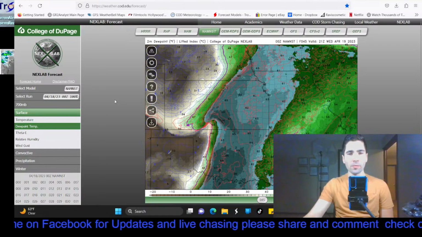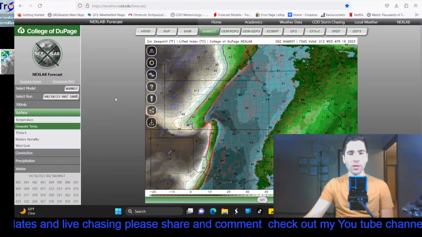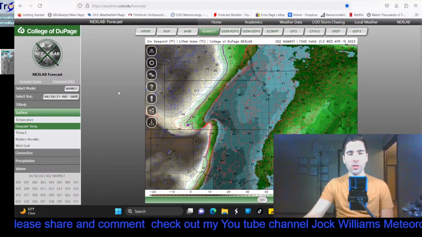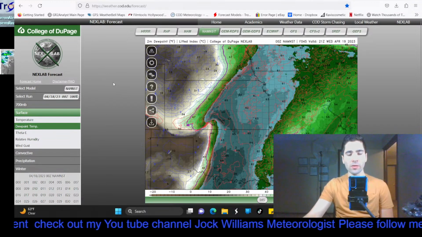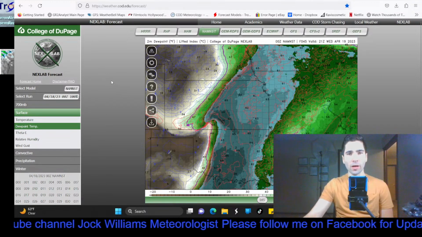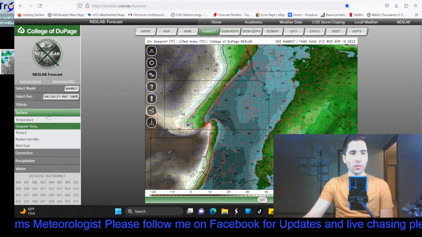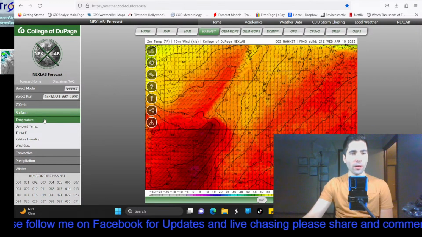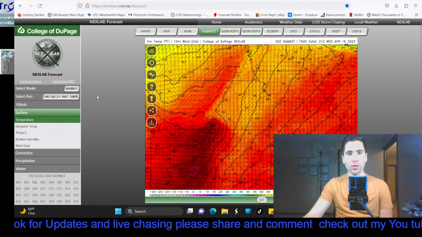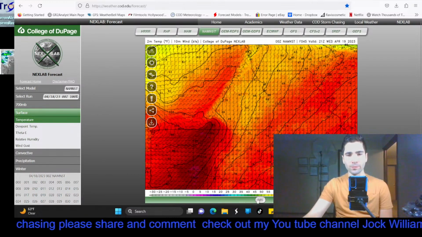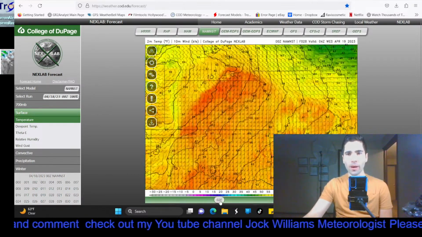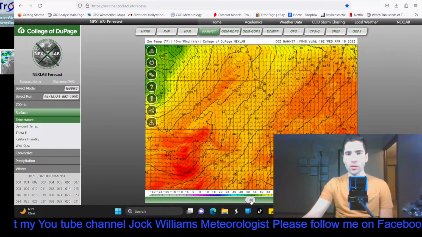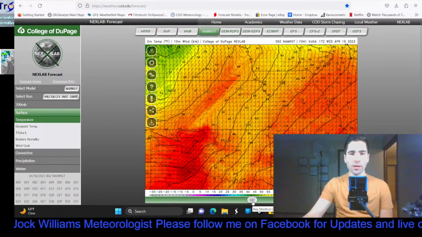Going over the target area where we're going to be chasing, as well as the potential impacts, as well as a few complications within this forecast as well. So what we're going to go ahead and look at real quick is a forecast model called the NAM High-Res. And we're going to go ahead and go back here. So this is for Wednesday.